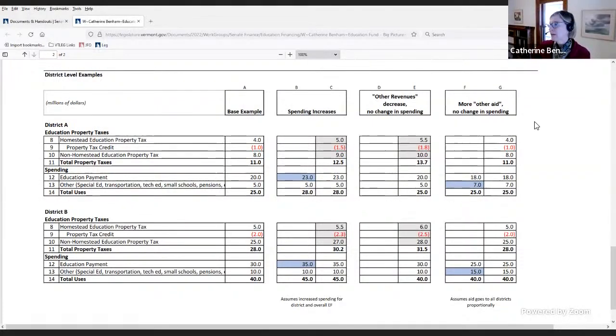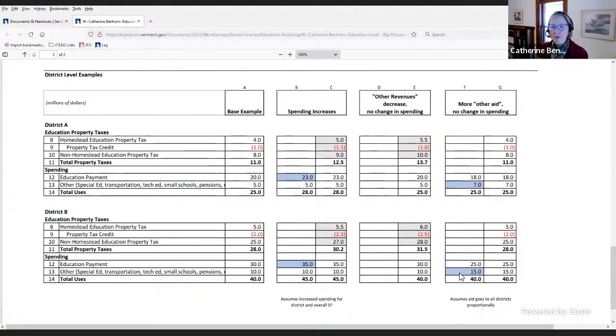And then finally, if they get more other aid, and again, I just want to emphasize that this is a big picture example, assuming all towns are impacted equally. If they get more aid, there's actually no change for them. It's just that the aid is coming to them in a different form. Instead of coming through the education payment, it's coming through categorical aid or whatever aid it is you've given them. And for both of them, there's nothing in gray shaded, so there have been no other changes except for how the aid is coming to them. Does that make sense to everybody?